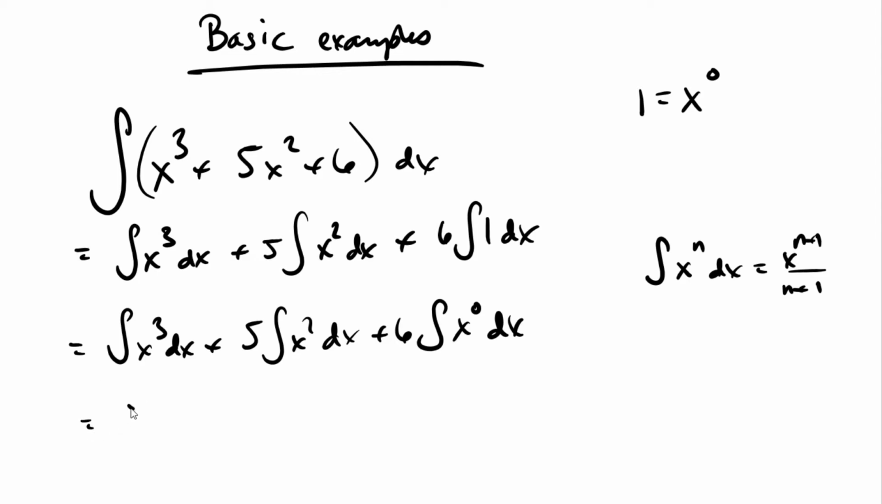So this turns into x to the 4th over 4, 5 times x to the 3rd over 3, and then 6 times x to the 1st over 1, just to be consistent. And then we have to write plus c, because if we took a derivative, that plus c would turn into 0. Okay, so when we're doing indefinite integrals, we always have to write plus c, because there are a lot of functions that have the same derivatives, right, the slopes, but the only difference between those functions is what the value of the y-intercept is.